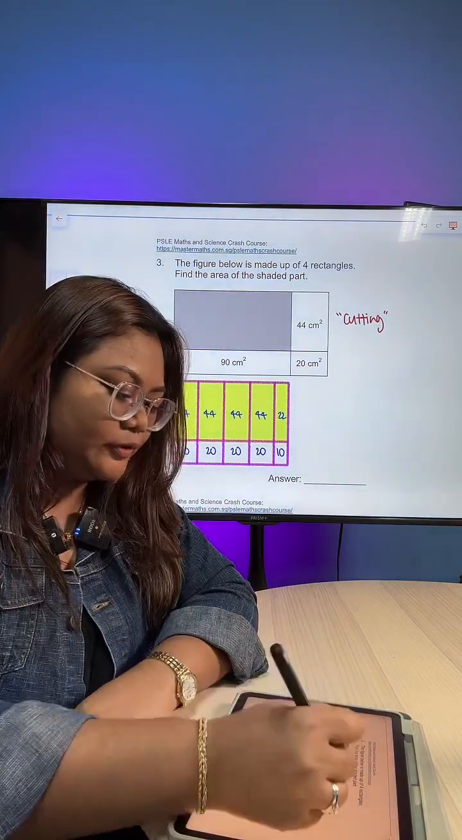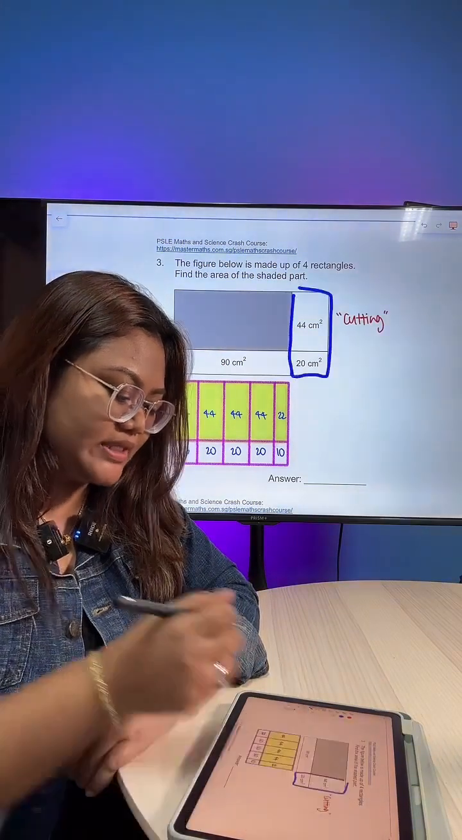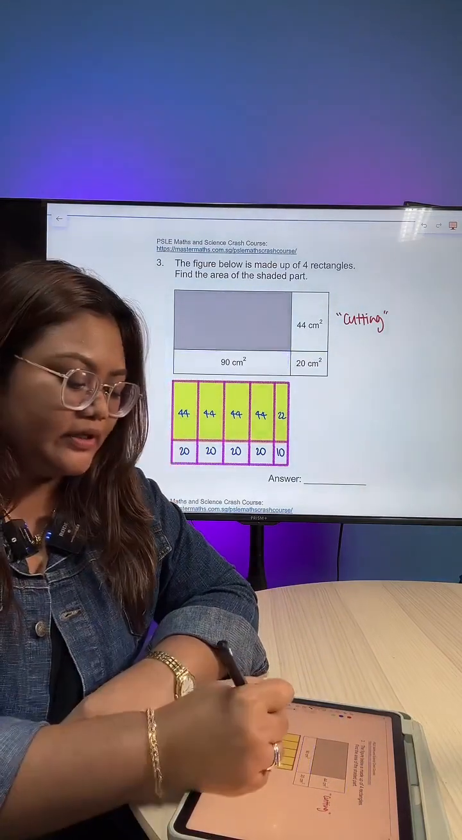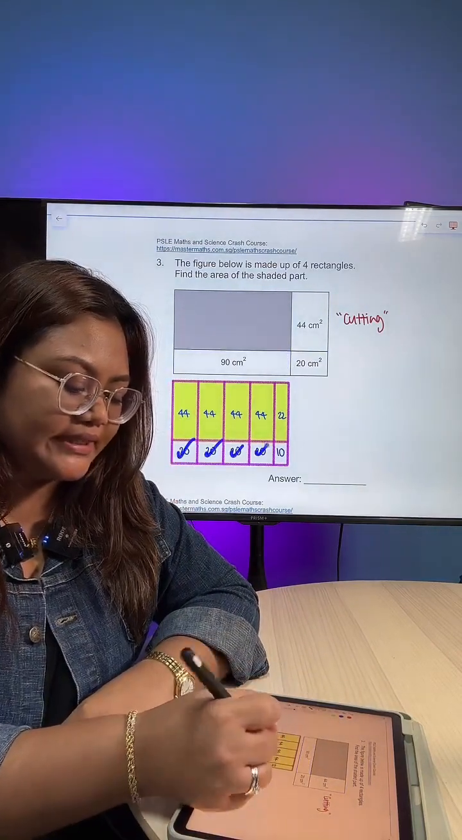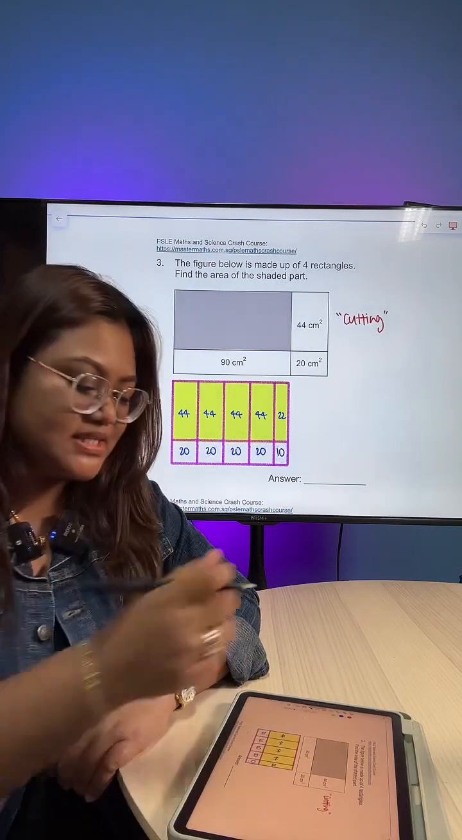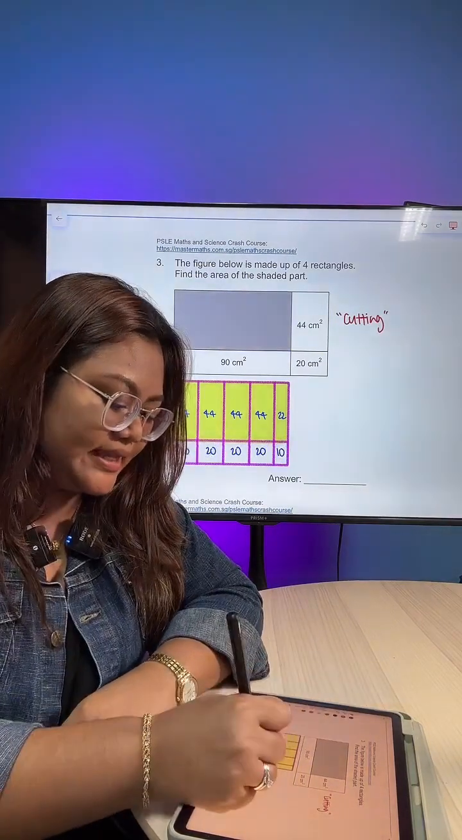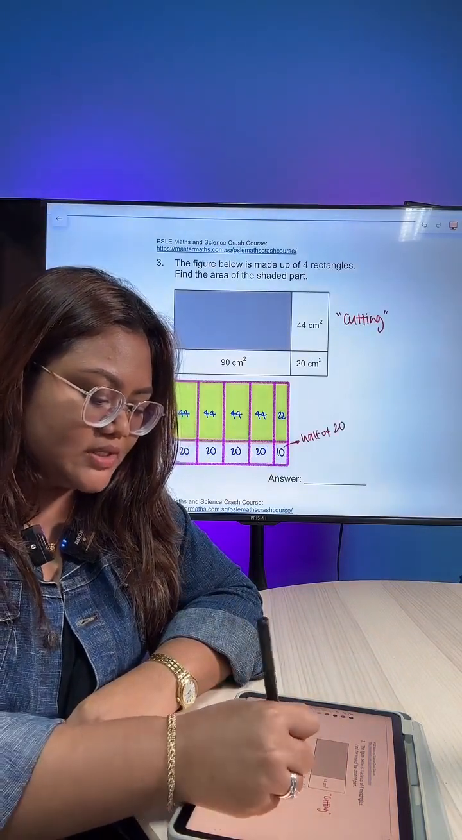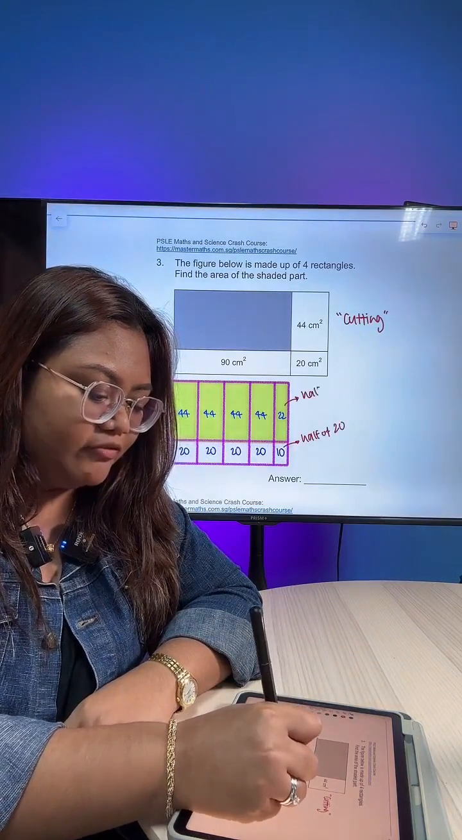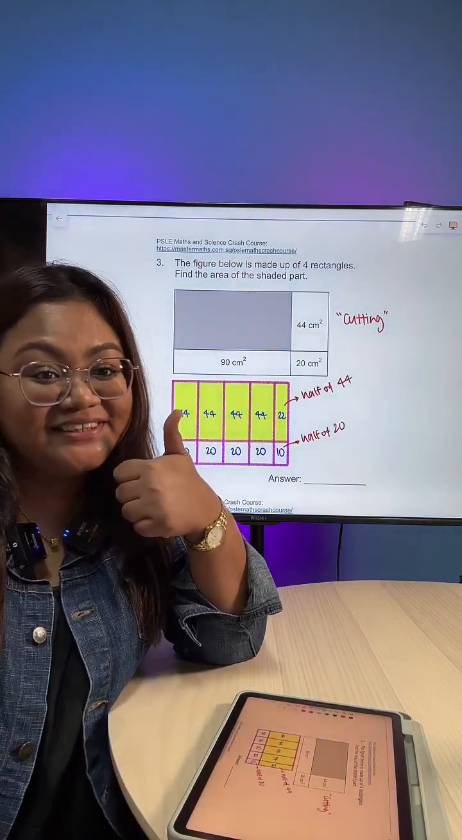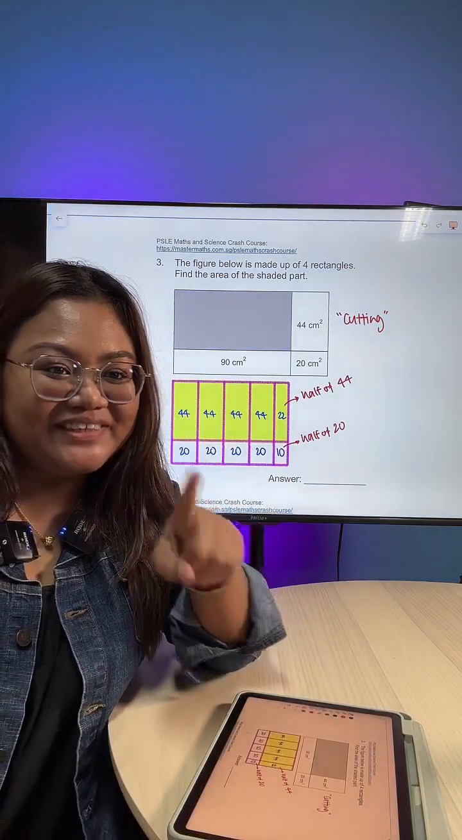Okay? So I'm going to cut into many 20 cm squares. Now 90 divided by 20, we are going to have 20, 40, 60, 80. Balance is 10. Right? Balance is 10. So when balance is 10, this is just half of 20. So this must be half of 44. Can you understand? Wow, you understand. Very good.